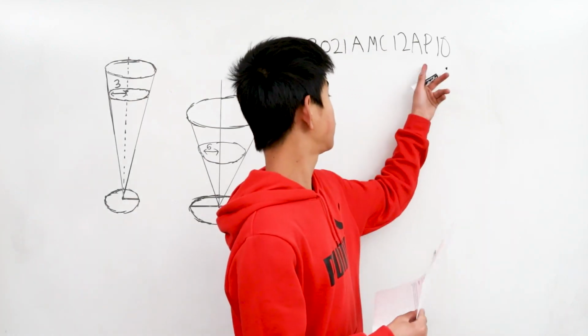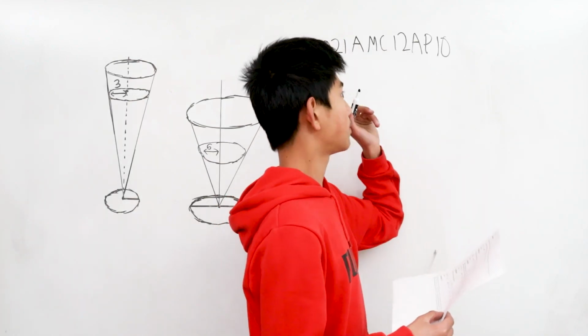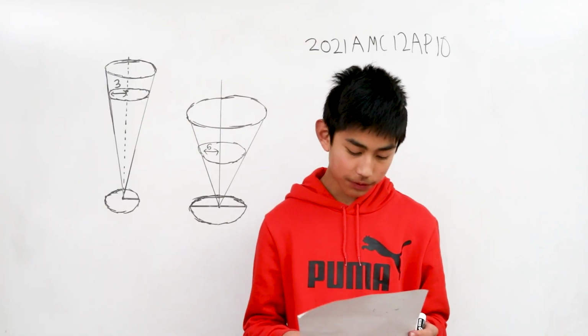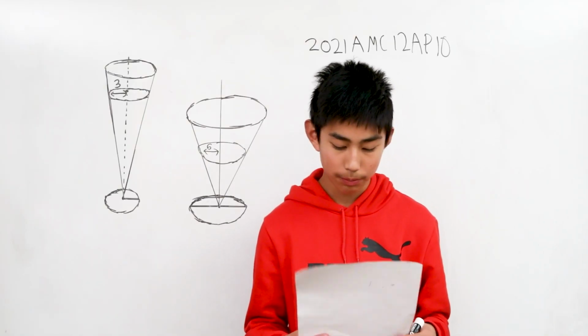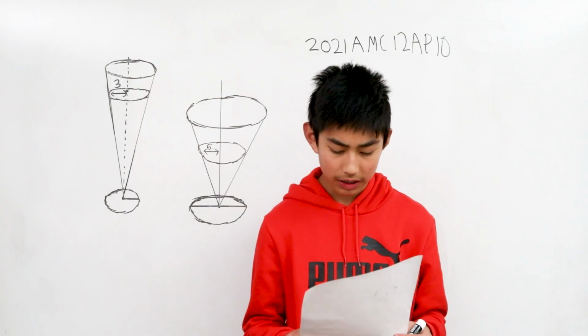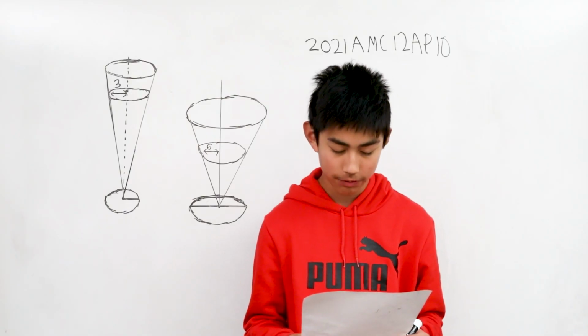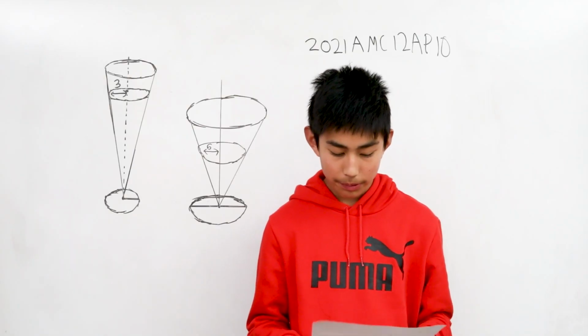We're solving problem 10 from the 2021 AMC 12A. Two right circular cones with vertices facing down, as shown in the figure below, contain the same amount of liquid. The radii of the tops of the liquid surfaces are 3 centimeters and 6 centimeters.